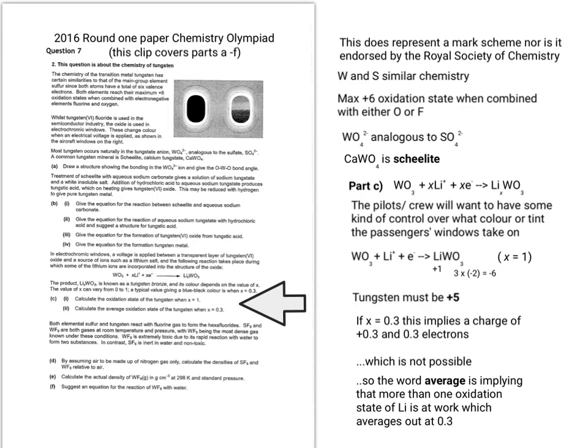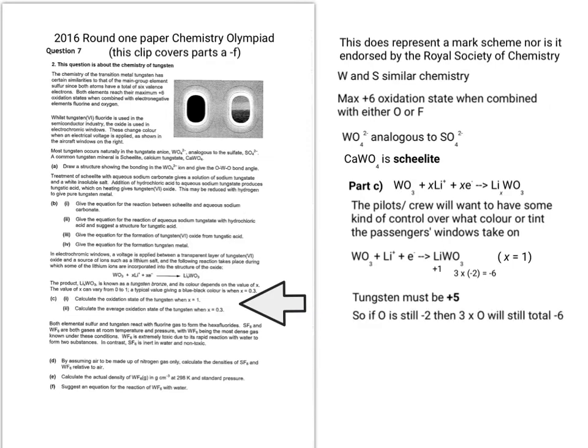So what we do is talk about the average oxidation state. So that's implying that possibly more than one oxidation state is at work here, which happens to average out at 0.3. So the oxygen stays the same, but it will still total -6. So the average charge of the lithium ions is +0.3, quote unquote. We can therefore use the oxidation state of the oxygen to arrive at +5.7 as the average oxidation state for tungsten.